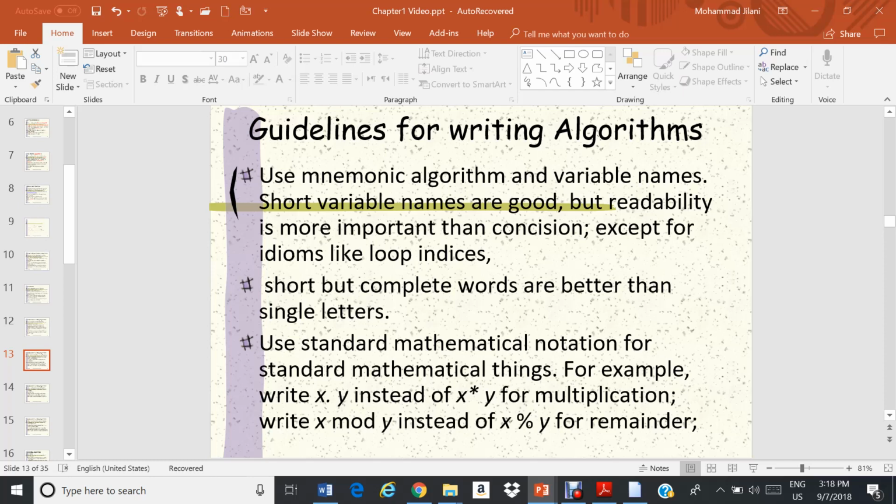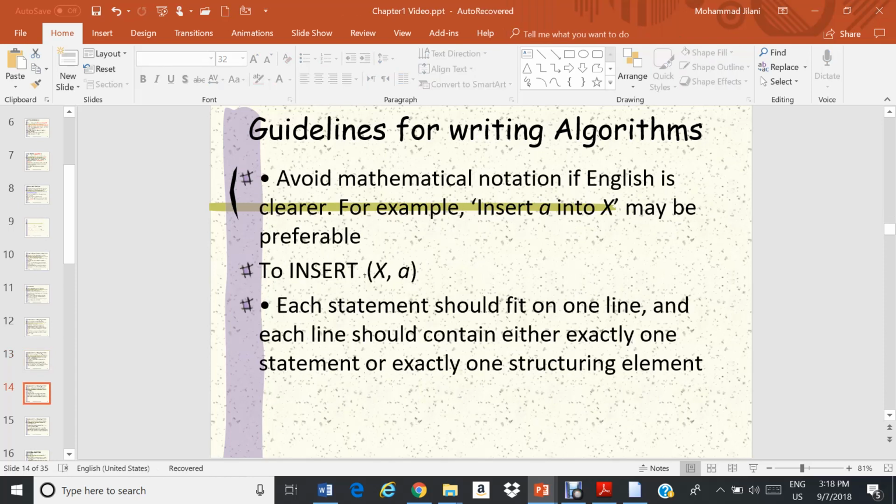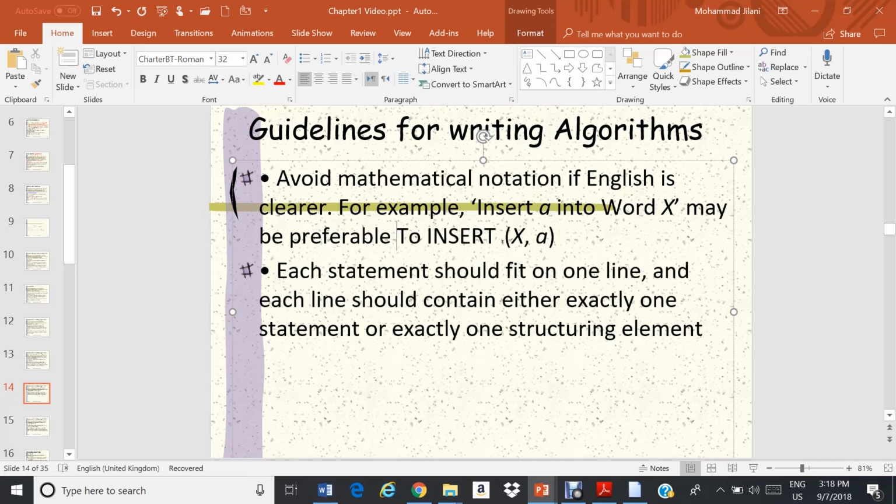Use standard mathematical notation for standard mathematical things. For example, when we say X times Y, we use X dot Y instead of X star Y for multiplication. We say X mod Y instead of X percentage Y, although they both mean the same thing. These are just simple notations. Avoid mathematical notation if English is clear. For example, insert A into X. Insert A into word X, I would say, into word. Or at the end of word, or before, or insert A before every B. Maybe preferable to insert X comma E, which is more of a mathematical abstract notation.